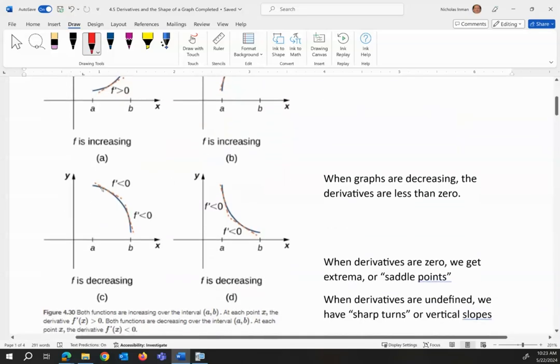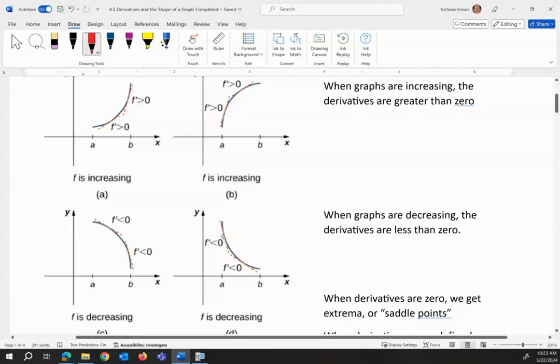Now here our graph is decreasing, okay, but it's decreasing and continuing to decrease. So we would call this concave down. Here we're decreasing, but we're decreasing fast, and then it's kind of slowing down its decrease. So we would call this concave up as well. Okay, so these two are concave ups. These two are concave downs.